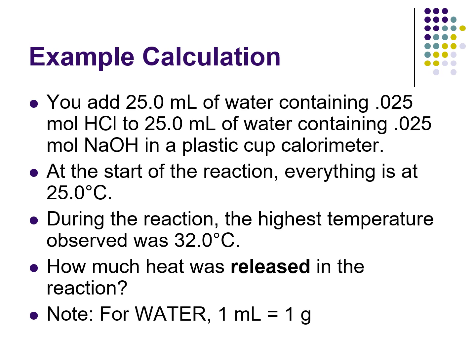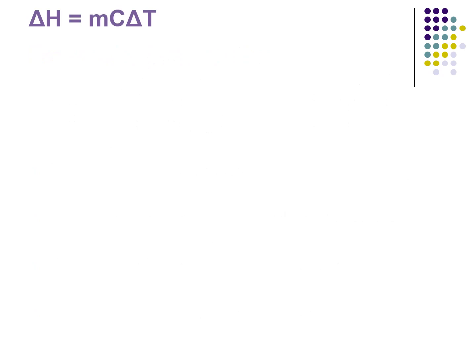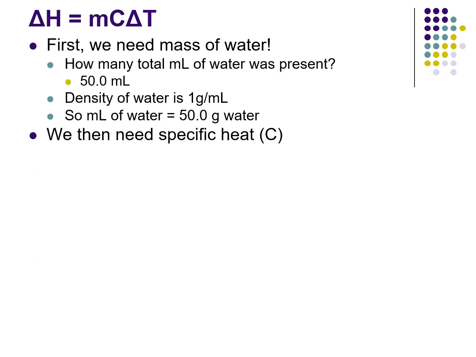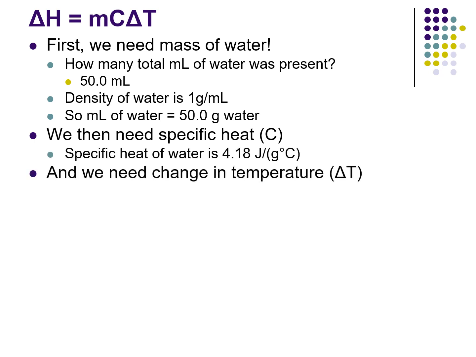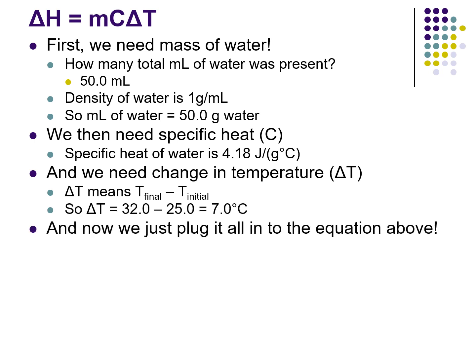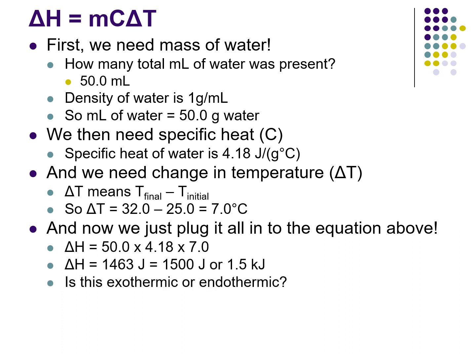And again, 1 milliliter of water is 1 gram, so I see 25 milliliters of water, 25 milliliters of water, so 50 milliliters of water total, which means 50 grams of water. We need the specific heat of water. We look it up. That's in our book. That'd be given to us in a problem. We need the change in temperature. Again, that's final minus initial, so 32 minus 25 is 7. We just plug everything in, so 50 times 4.18 times 7 gives us roughly 1,500 joules or 1.5 kilojoules.